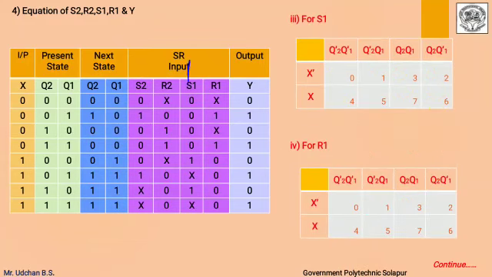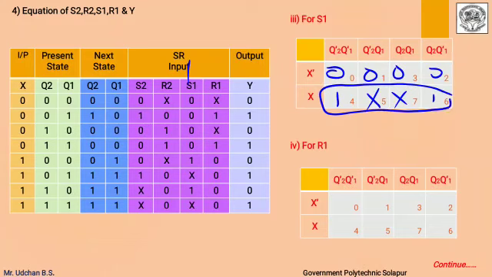Similarly, enter the values of S1 onto the K-map: 0 0 0 0 1 don't care, 1, 1 don't care, 1 don't care, like this. So here I can get this group. So the equation of S1 will be x.